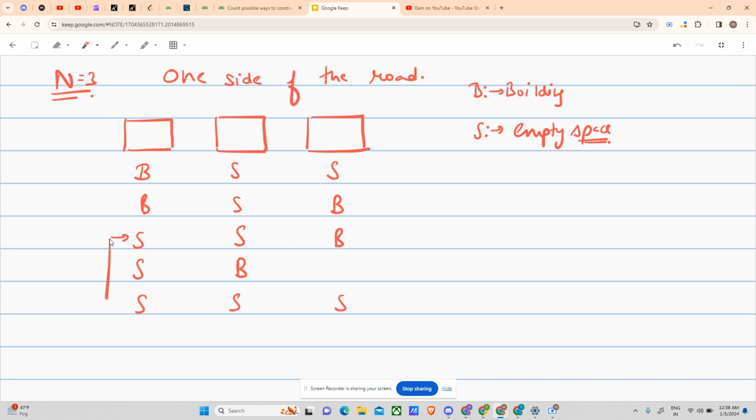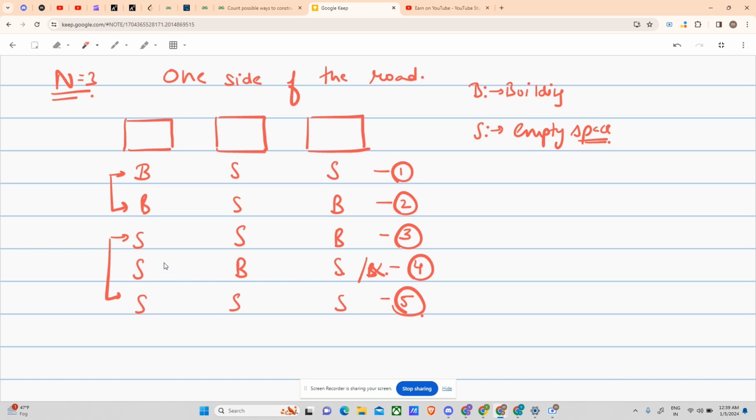Now, these are linked with this. Now for this SB, this can be an empty space only. This is discarded because the adjacent is a building, so it has to be an empty space. Let us count the number of ways we were able to arrange from it. It is 1, 2, 3, 4, 5.